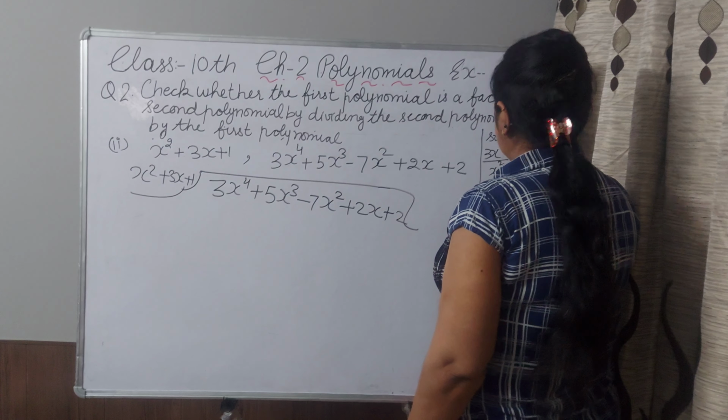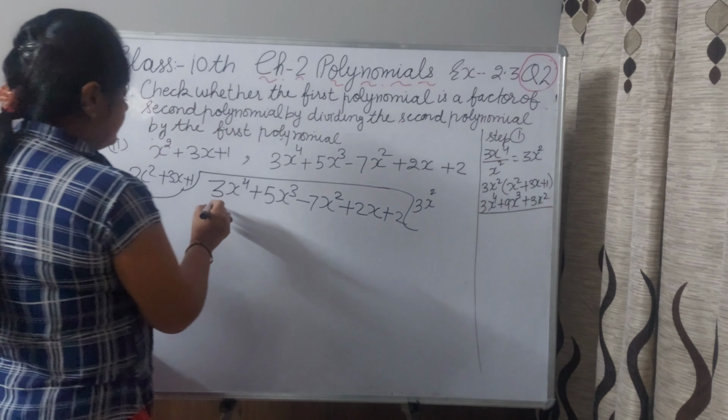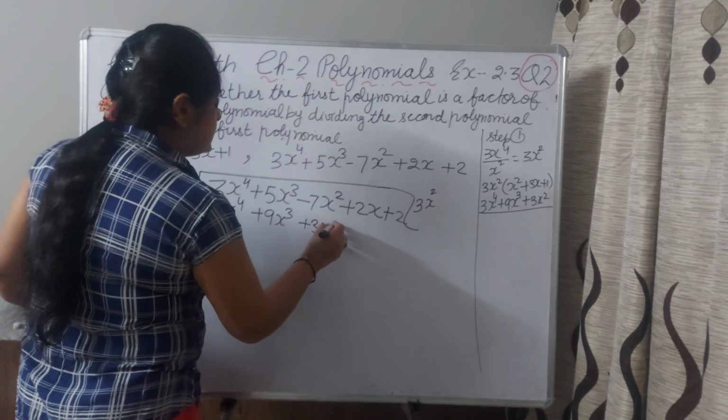3x raised to power 4, 9x raised to power 3 plus 3x square. First step complete. This you have to write here: 3x raised to power 4 plus 9x cube plus 3x square.